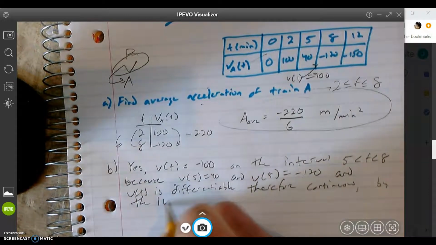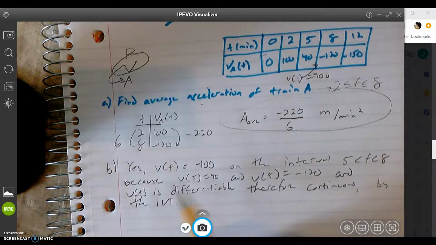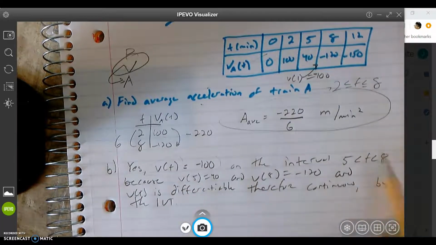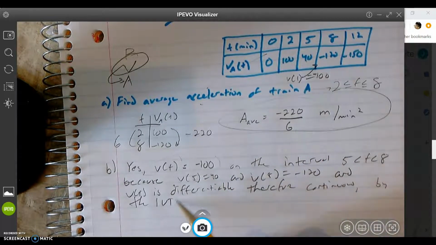by the IVT. So you may have written your proof a little bit different, but that's okay. It doesn't really matter what order it is. I said, yes, it's going to be this. I talked about the interval, and I talked about the 2 points it's between, and I said it was continuous. And then I cited the IVT. So those things have to be in place.